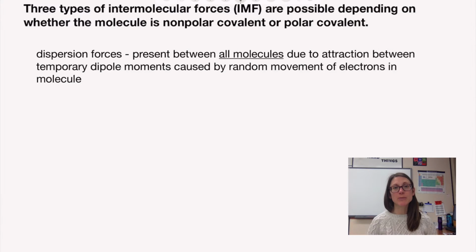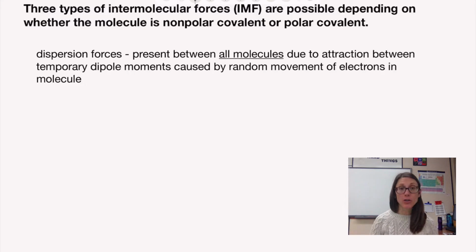There are three different types of intermolecular forces that are possible, and it depends largely on whether the molecule is nonpolar covalent or polar covalent, which types of intermolecular forces you're going to find. The first type of intermolecular forces are called dispersion forces or London dispersion forces. These dispersion forces are present always. Every molecule that has electrons, which is all of them, has dispersion forces. So what causes London dispersion forces?